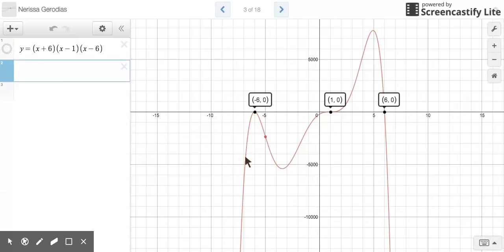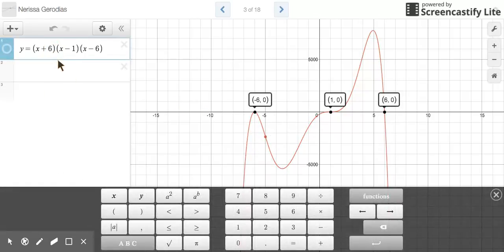Okay, this is the original graph, and we notice that at -6, the graph is bouncing off of the x-axis. It is not crossing. It is bouncing up. So it's going up, touches the x-intercept, and then comes back down. So if it bounces, we know that the multiplicity of that 0 should be even. And so we're going to put here 2.